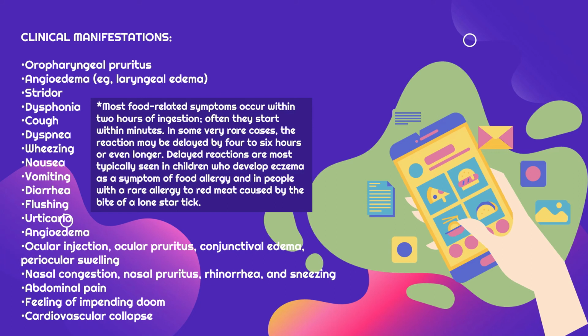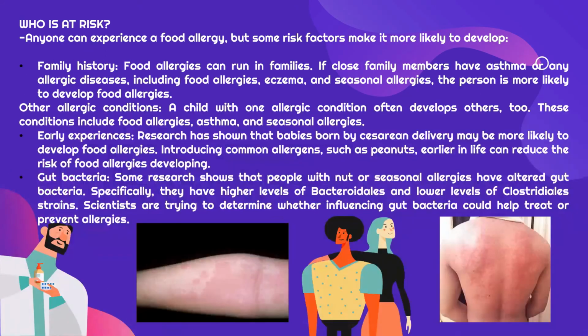Delayed reactions are most typically seen in children who develop eczema as a symptom of food allergy and in people with a rare allergy to red meat caused by the bite of a Lone Star tick. So in food allergy, who is at risk? Anyone can experience food allergy, but some risk factors make it more likely to develop. Family history: food allergies can run in families. If close family members have asthma or any allergic diseases, including food allergies, eczema, and seasonal allergies, the person is more likely to develop food allergies.